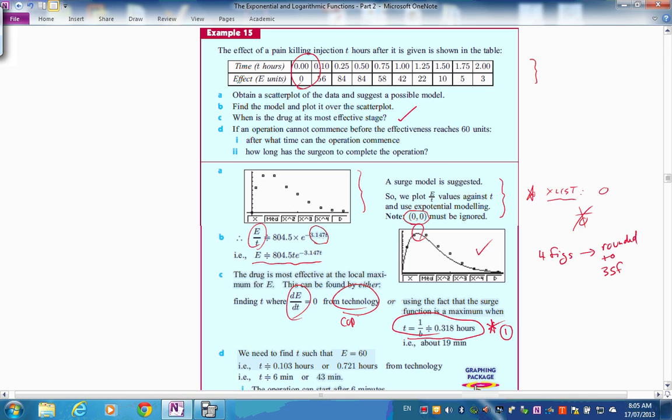Technology would be copy to graph and use GSOLV. And then the hardest way of all is finding the actual derivative. So 1, 2, 3 in that order. Okay, so 3 only done if they ask for show that the maximum is, or algebraically, something like that. Show algebraically or find algebraically. Otherwise you'll use those other 2 methods as a preference here.